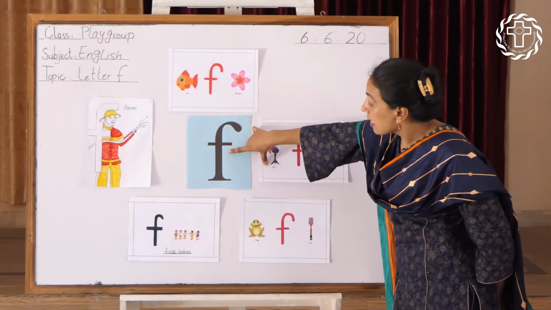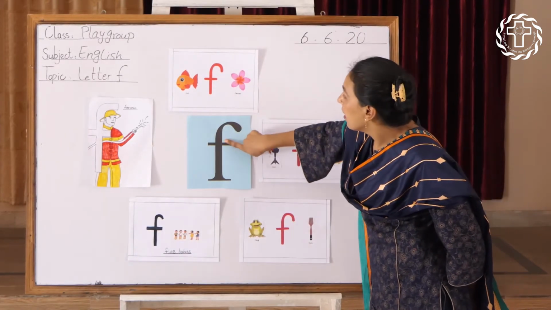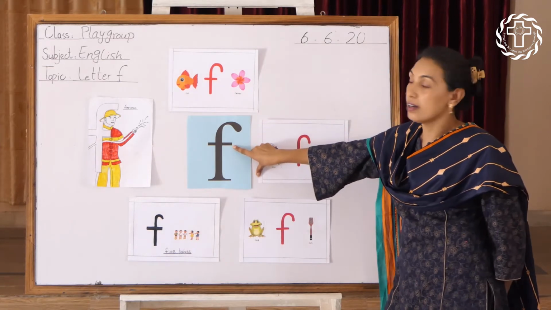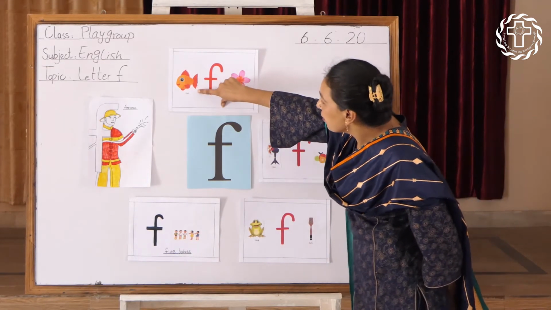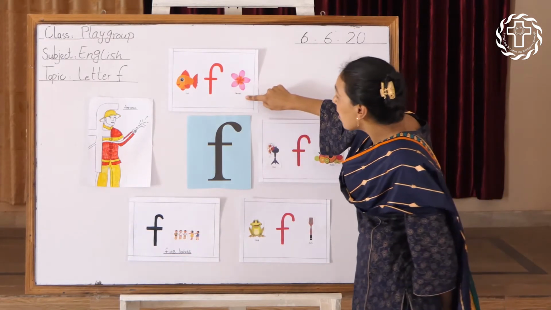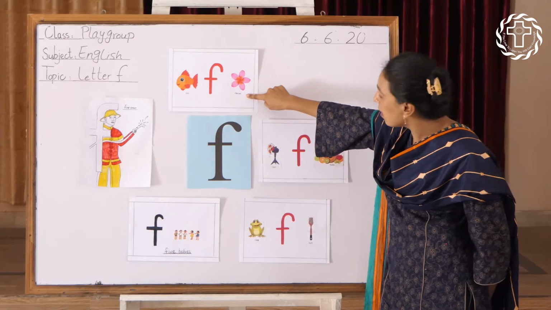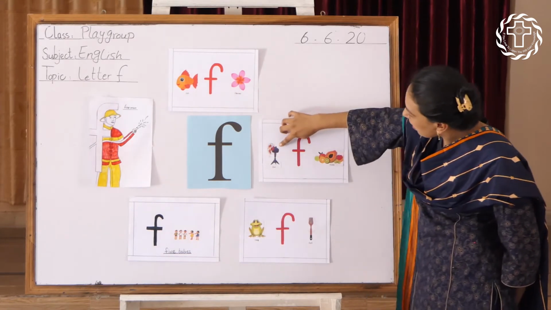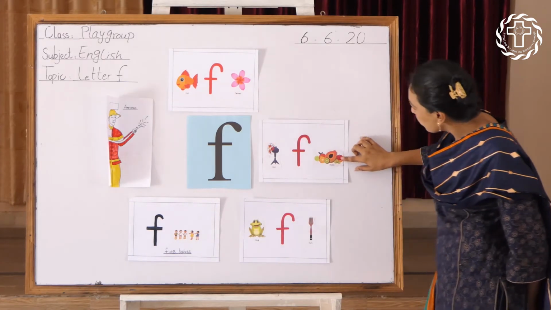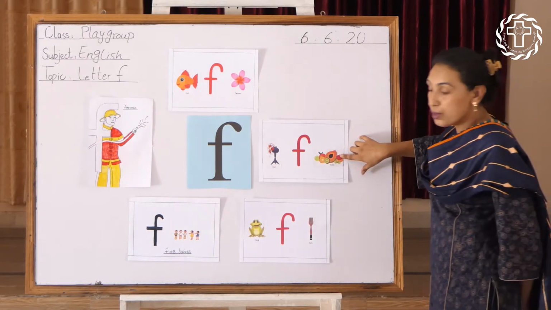This letter is F. And the sound of F is F. F is for fish, for fish. F is for flower, for flower. F is for fan, for fan. F is for fruit, for fruit.